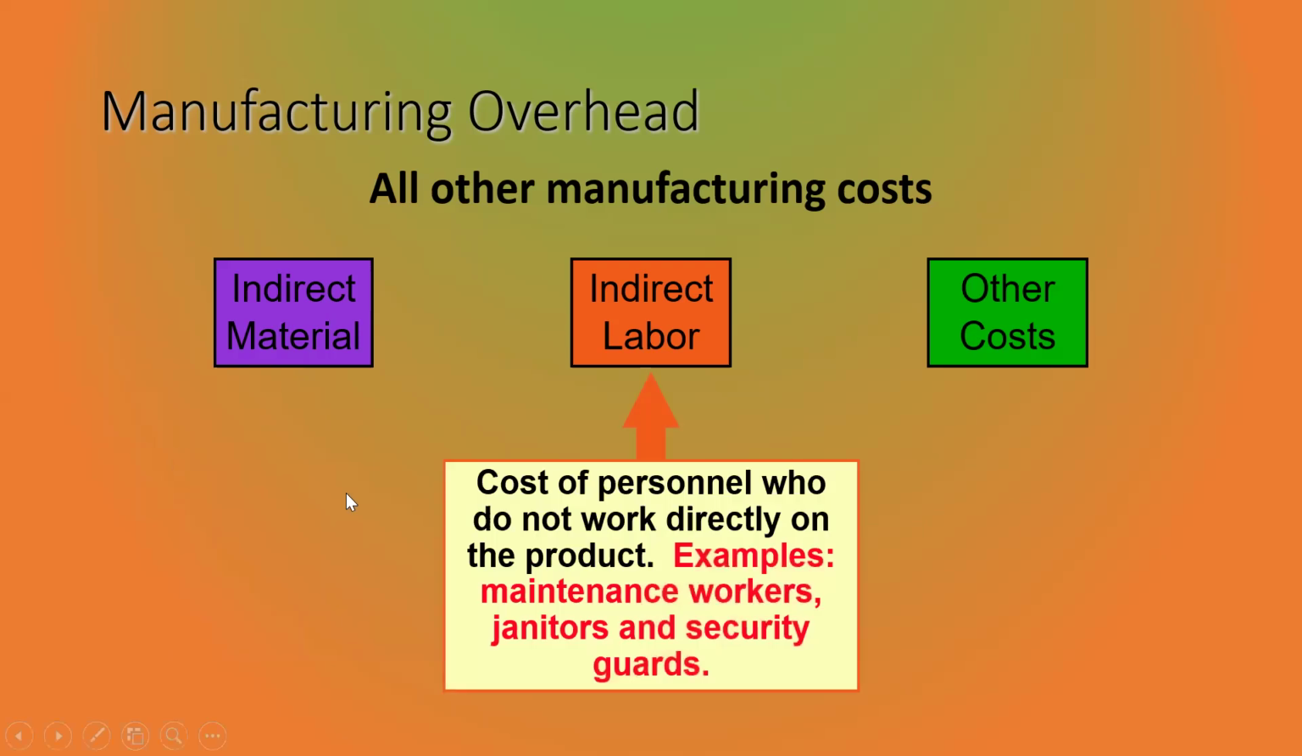The other MOH cost includes indirect labor. So indirect labors are the workers who support the production process but are not directly involved in the actual creation of goods or services. These are the supporting staff. For example, maintenance workers, repairs workers, janitors, security guards, even the inspection staff and supervisors are also indirect labor.